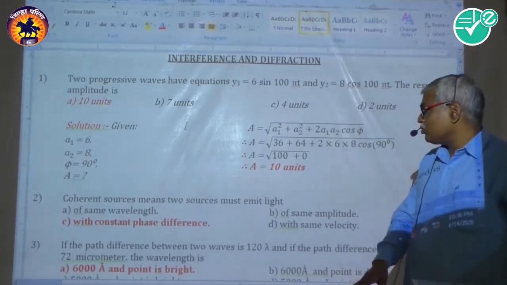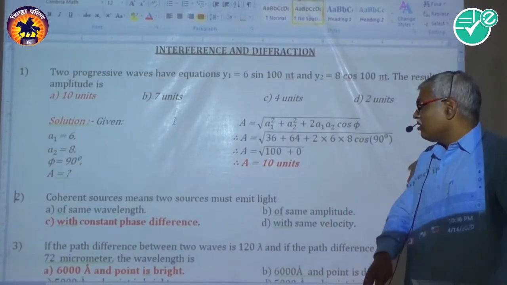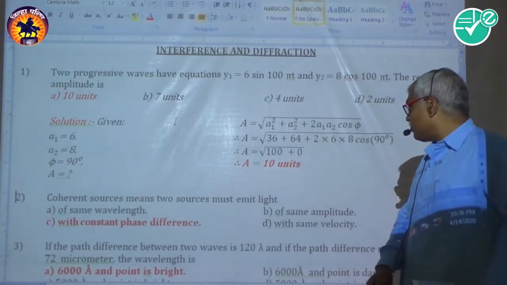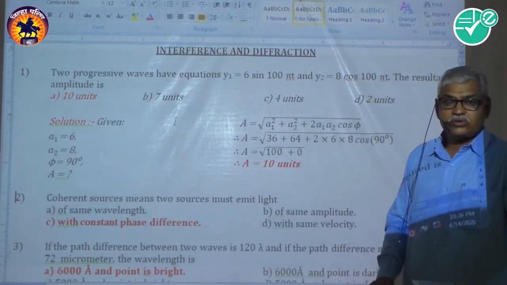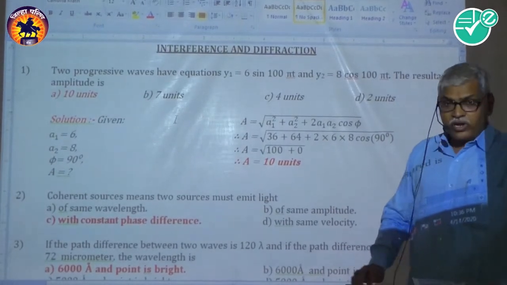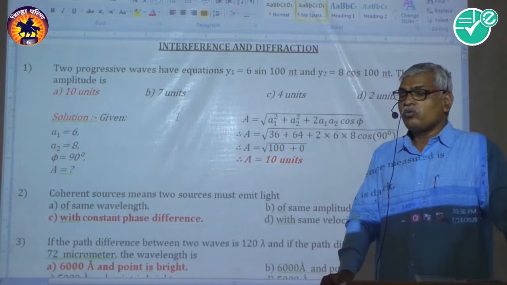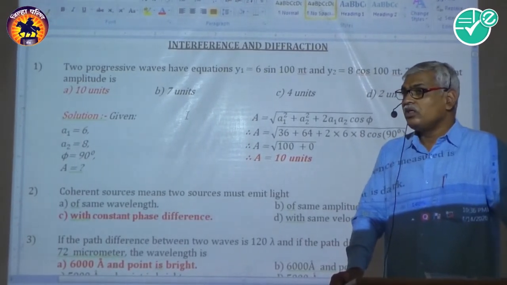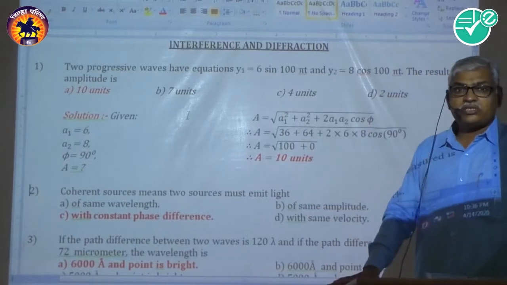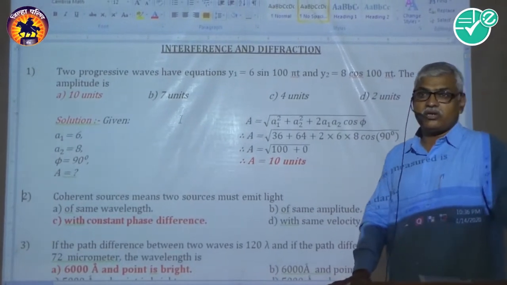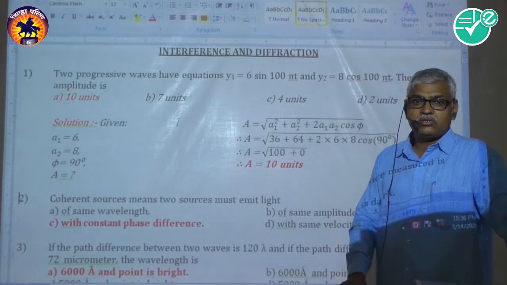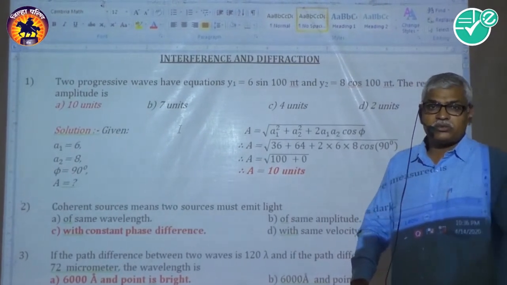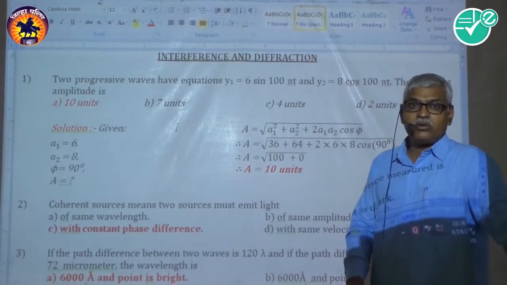Now, next question, question number 2. Coherent sources means two sources of light must emit the waves coherently. While studying this synopsis, we have described the conditions for sustained interference. This is the first condition of sustained interference, that two sources of light must emit waves that are coherent. That is, the two sources of light must emit the waves in the same phase.